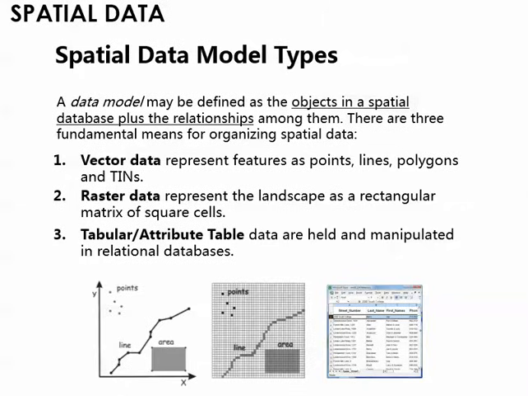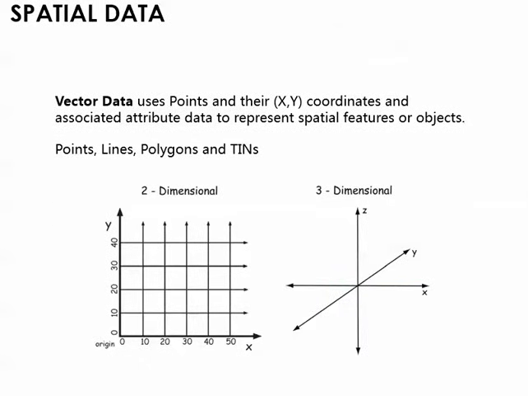So layers represent, in a special digital format, features on, above, or below the surface of the Earth. Vector data uses points and their XY coordinates and associated attribute data to represent spatial features or objects that are on, above, or below the surface of the Earth.